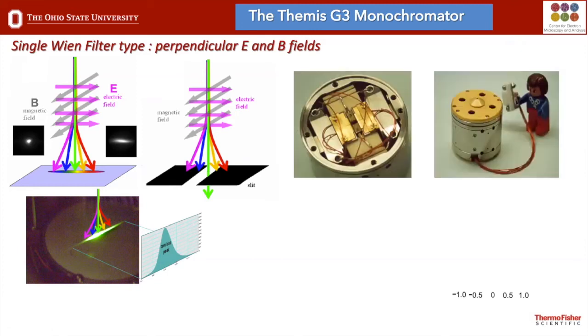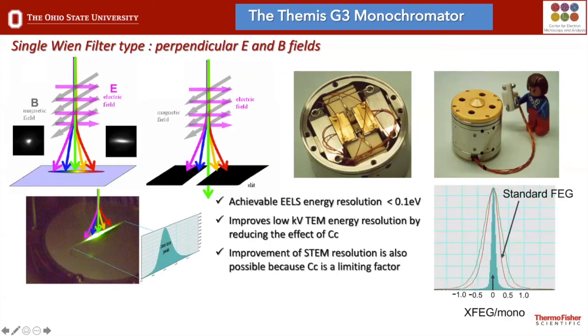This is actually just a little schematic from back in the day of the actual monochromator. This is what's in the microscope. This is a little Lego man, so you can see the size of it, and the beam comes from down here through this little hole. And what it provides us is, if we look at this little plot here, the green line on the outside is your XFEG. That's what's in the microscope, and that's what, if you do EELS or look at the energy resolution, you have inherently.